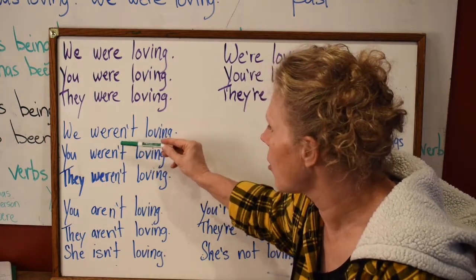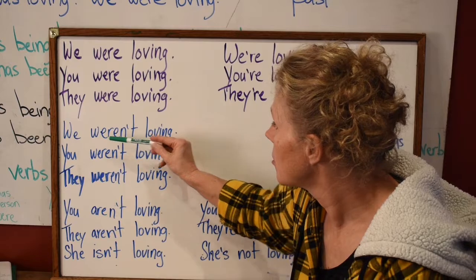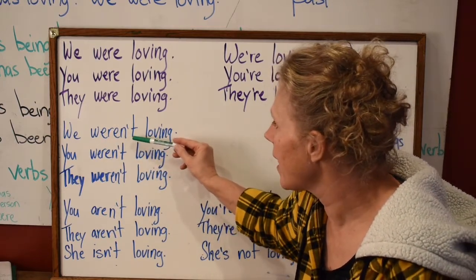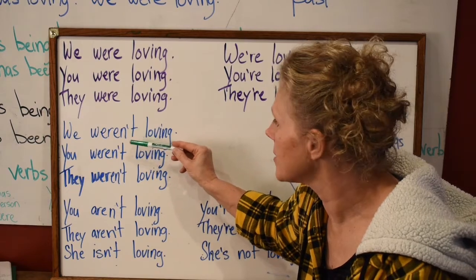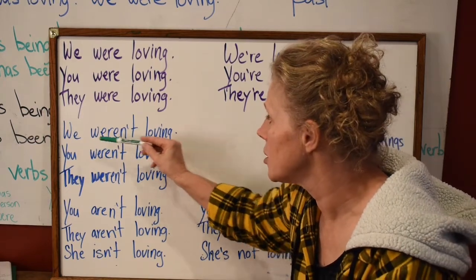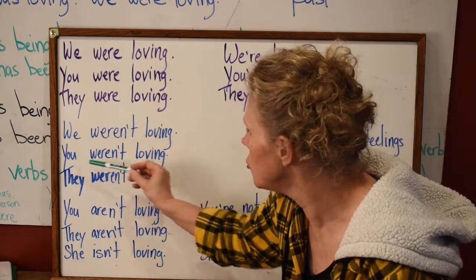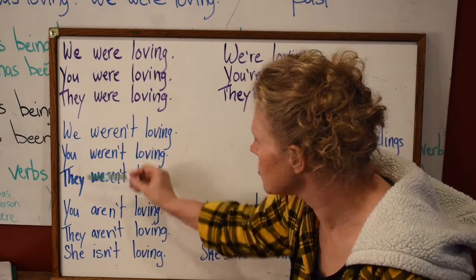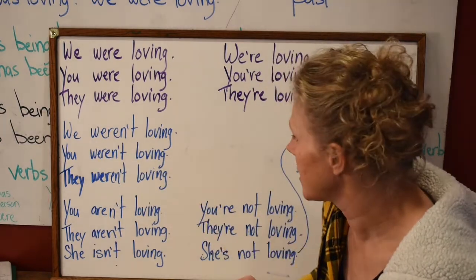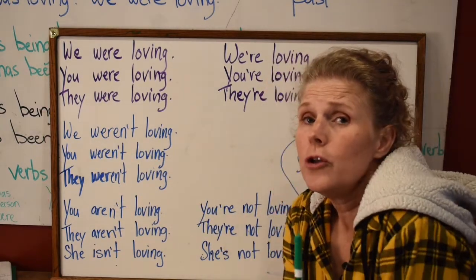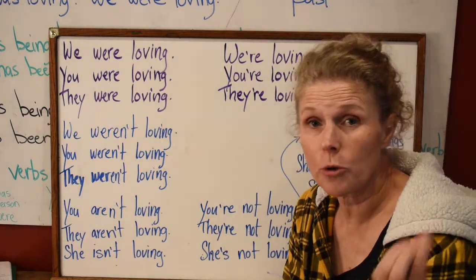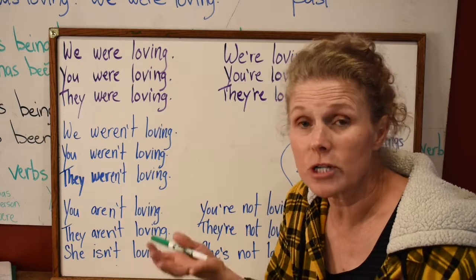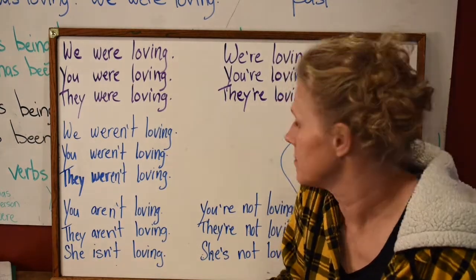So this is where you contract your past tense verb, when you add on your "not." "We weren't loving." That n-apostrophe means "not." This is where you contract your past tense. "You weren't loving." "They weren't loving." That's where you contract on the past tense. So your contractions happen with your pronouns and your auxiliary verbs. And that's where you can see your contractions, which is kind of fun.